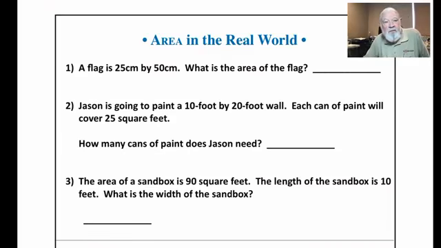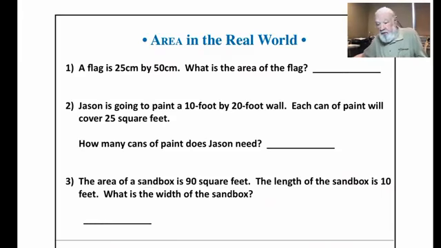Well, pretty straightforward question here. That flag is presumably rectangular, given the dimensions there. And we know the formula for an area of a rectangle is base times height, or length times width. And so we multiply 25 times 50. Well, let's see, 25 times 25 is 625. And if we take 625 and double that, we get 1250. So that flag is 1250 square centimeters.